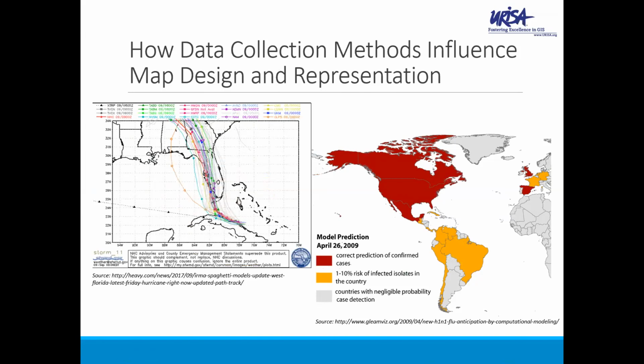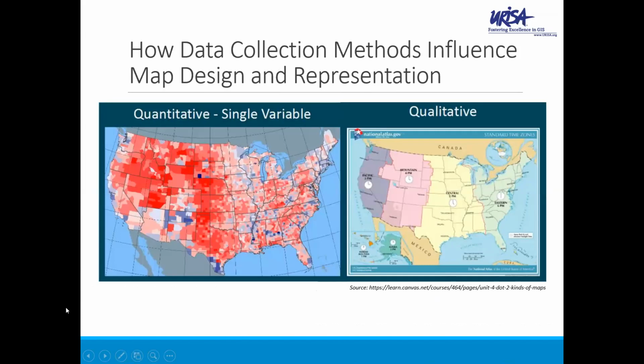So how data collection methods influence map design and representation is the 3rd key element out of the 6 for cartography and visualization. This is a good graphic to show you the difference between quantitative or a single variable representation and also qualitative.